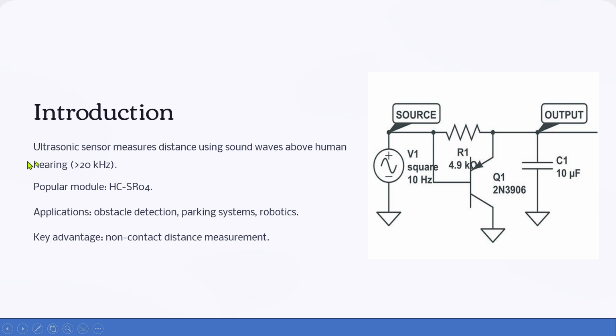The module that we are going to see is the HC-SR04, like this one. This is a very popular one. The applications are obstacle detection, and it is also used in parking systems and robotics. In these applications we should know about distance-related things, so that's why we are using this sensor. And the advantage is that it is non-contact. You do not need to fix anything in a particular position, and it automatically measures the distance for you.